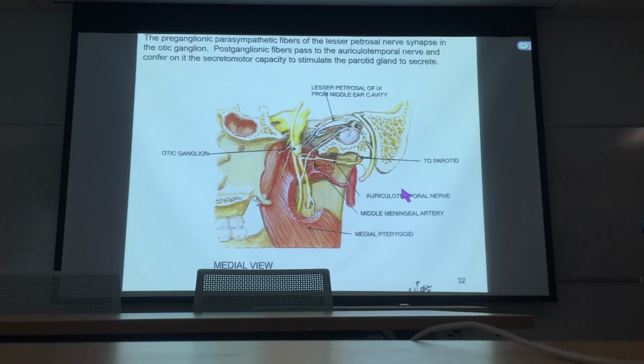So if you sever the auriculotemporal nerve here, you've not affected salivation from this whatsoever. If you sever the auriculotemporal nerve out here, you'll affect both sensation and autonomic function. Okay? So hopefully that makes sense.